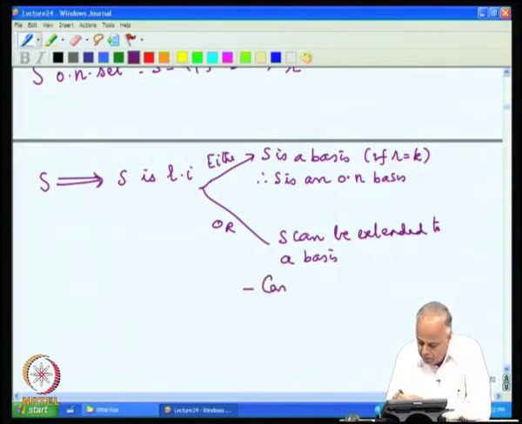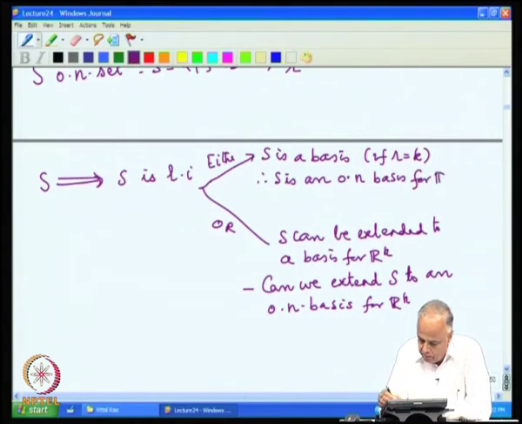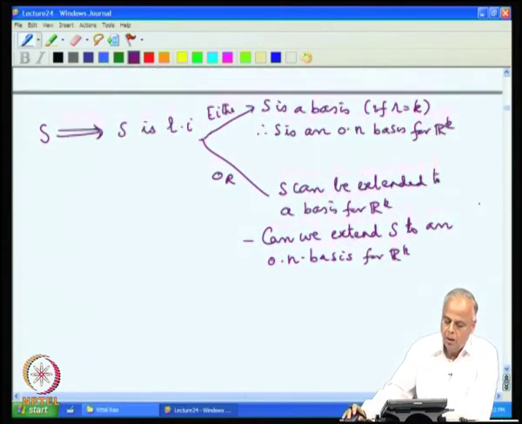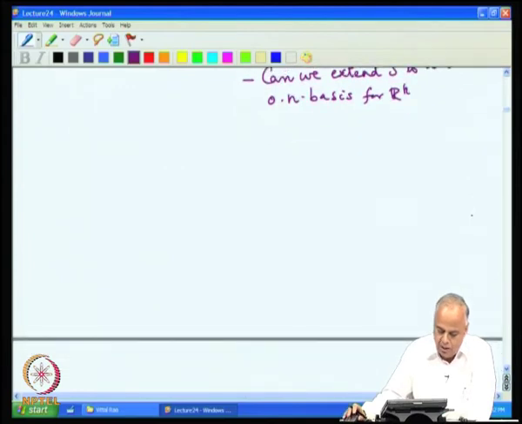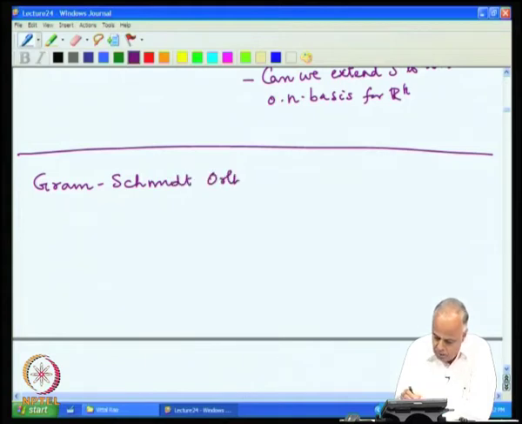So, can we extend S to an orthonormal basis for R k? Whenever I said basis, I always meant for R k. Now, we shall investigate this question, and as I mentioned, the main technique involved in this is what is known as the Gram-Schmidt orthonormalization.